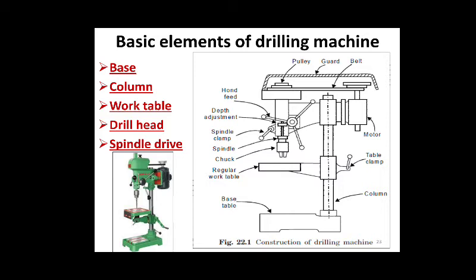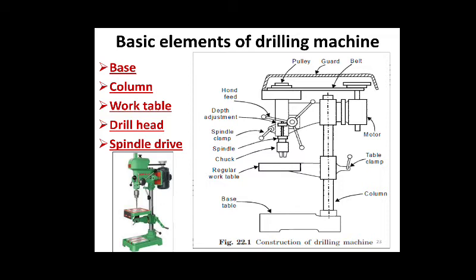First, base. It is a part of the machine which supports the entire structure. Generally, base is made from casting. Column, it is the vertical member of the machine which supports the table and head, containing all the driving mechanisms. It may be of round section or box section.